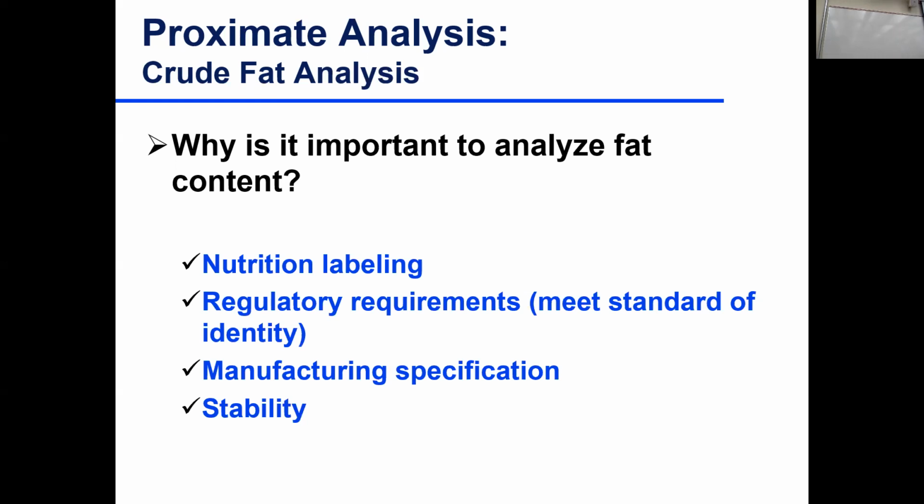stability. One other thing we didn't mention is manufacturing specification. Not every product or ingredient has a standard of identity, but you have specification. When you sell an ingredient, you have a specification of how much fat, protein, etc. this ingredient or food product has. So, manufacturing specification.